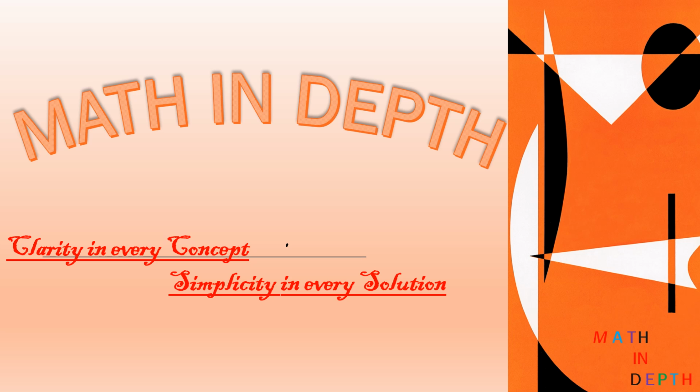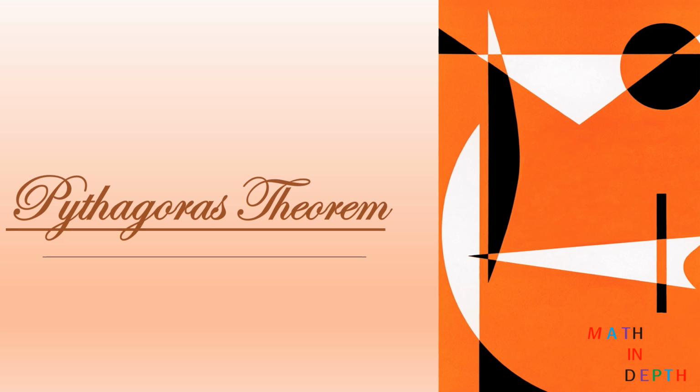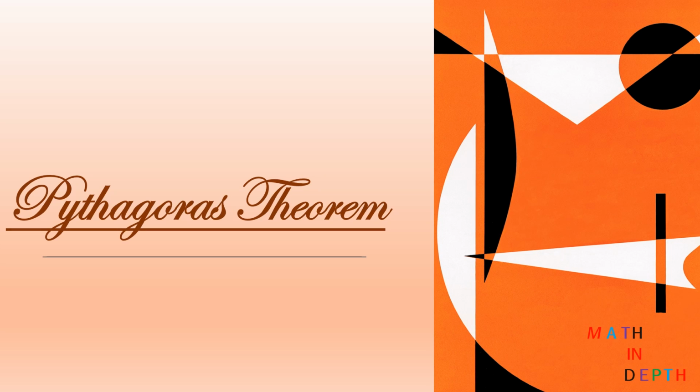And our today's video is based on a very well-known theorem, and the name of that theorem is Pythagoras theorem. Now let's understand what this theorem is all about. This theorem is based on a right angle triangle. It basically talks about the relationship between the sides of a right angle triangle.